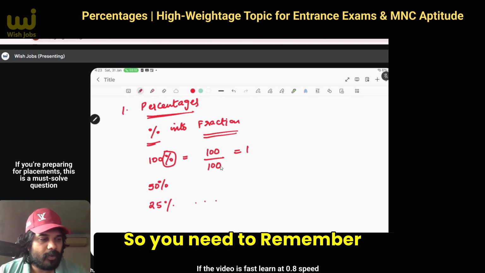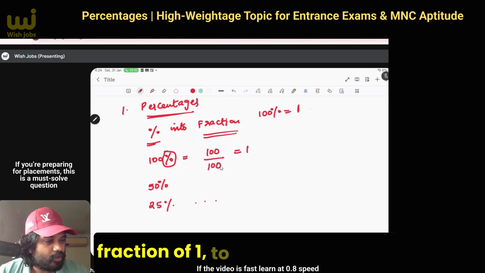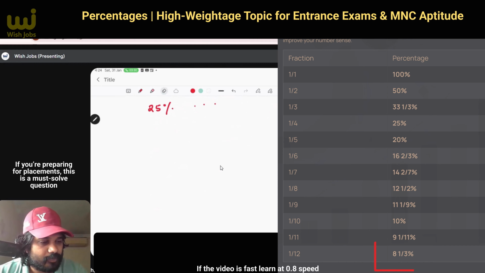So you need to remember percentages from 100 percent, which is a fraction of 1, to 8 1 by 3 percent, which is 1 by 12. You need to know all these percentages as fractions. That is the first concept we covered.